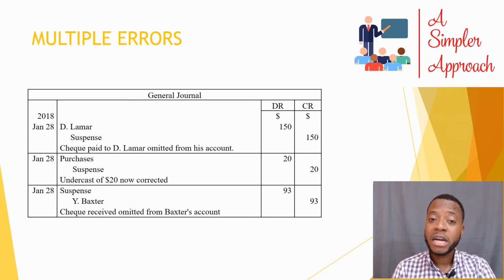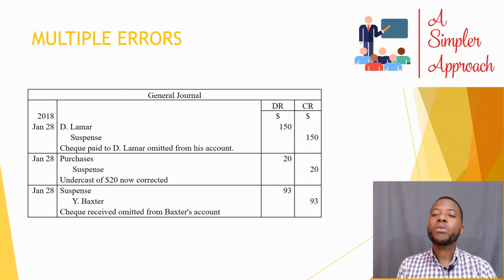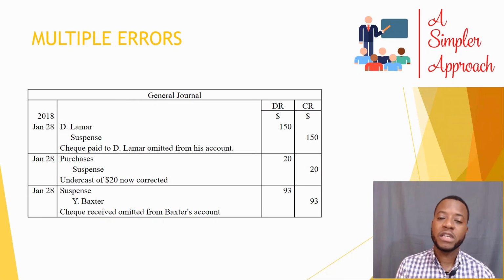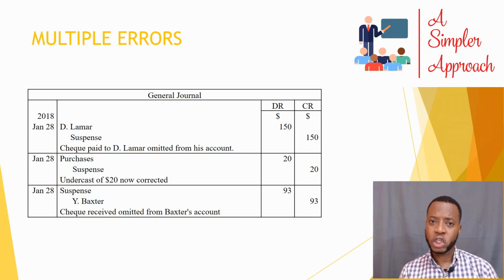Debit D. Lamar, $150. The opposite, which is the corresponding credit entry, would be to take the $150 that was entered in the suspense account from the suspense account. Okay? So, debit Lamar, credit suspense. Okay? Simple narrative, check paid to D. Lamar omitted from his account. That will suffice. All right, so error 1 is fixed.